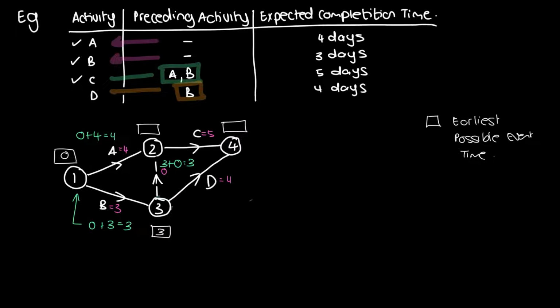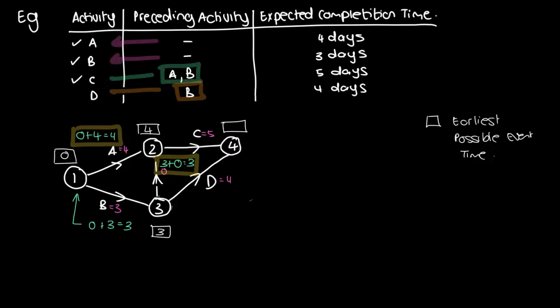So in this case, the two cases here are 0 plus 4 and 3 plus 3. We're going to choose the larger of those two cases because both of those have to be finished before event 2 can begin. So we're then going to put down 4. And now we can move on to the next event.